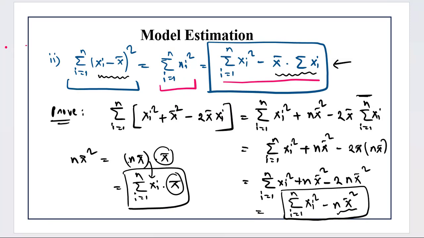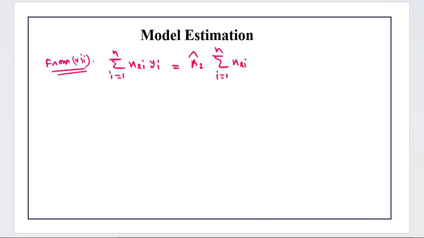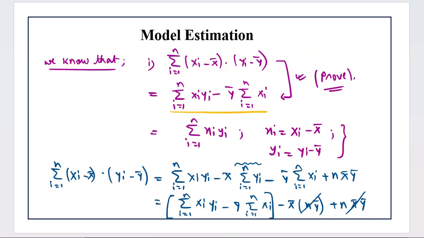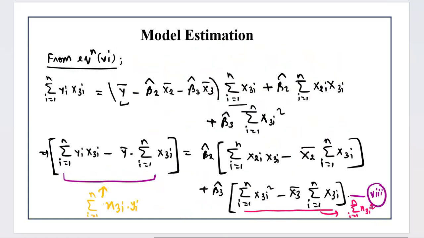Now comes the final step. Express equation 7 in terms of this deviation form. From 7, if you put all these deviation terms, the final expression will be this, equals beta 2 cap summation i from 1 to n small x2i square plus beta 3 cap summation i from 1 to n x2i x3i. See, this will be the thing.